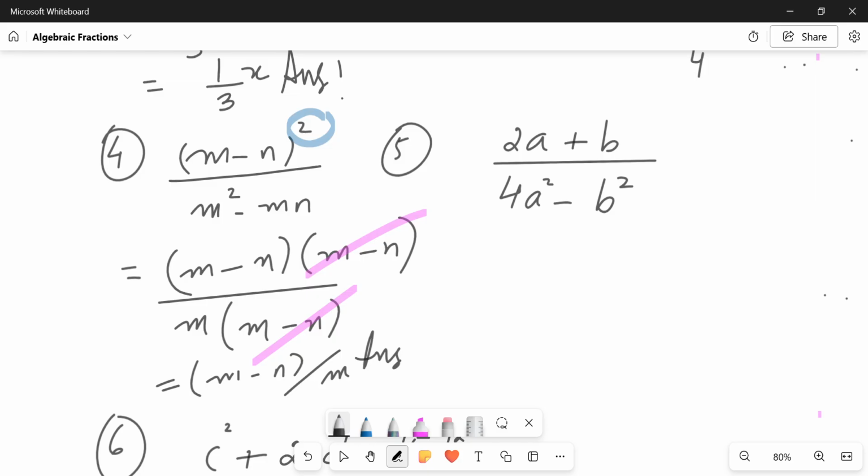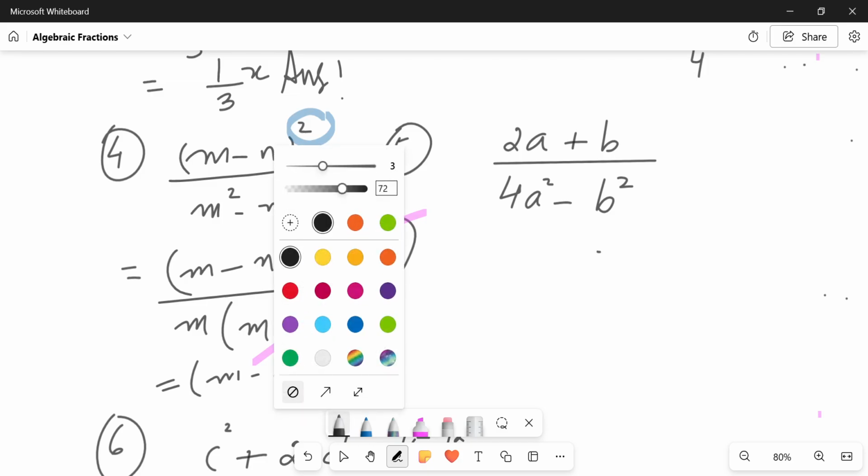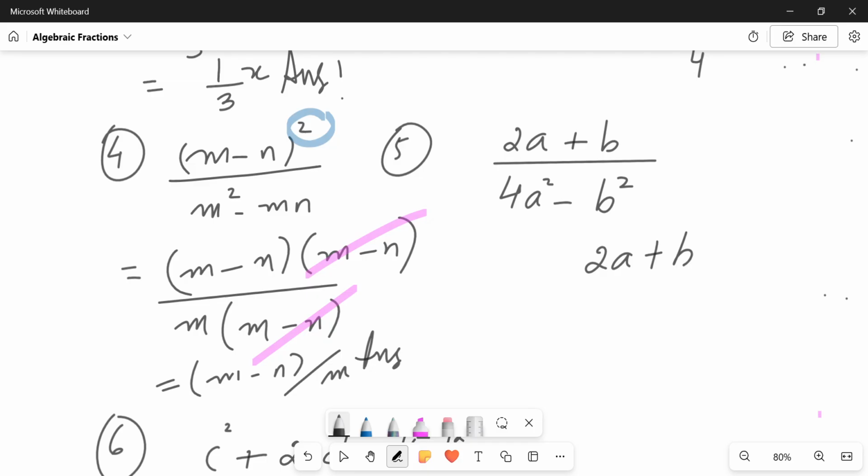2a plus b over 2a plus b, we cannot find any common factor between them. So then what do we need to do? Just write down 2a plus b as it is, because we can't do anything. No factorization, and no identity. So just leave it as it is. Now solve the denominator. 4a square minus b square. Now check it. Can we solve this with the first identity? No. Second? No. Yes, third, because both are perfect squares.